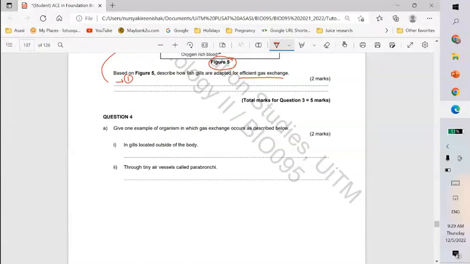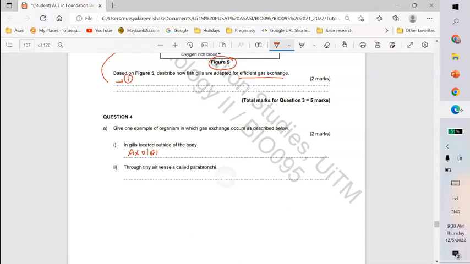Give one example of organism in which gas exchange occurs as described below. One, in gills located outside of the body: axolotl. Two, through tiny airways, parabronchi: bird. Okay, so for question A, gills located outside of the body, you gave axolotl earlier. Make sure that if you answer axolotl, you spell it correctly.